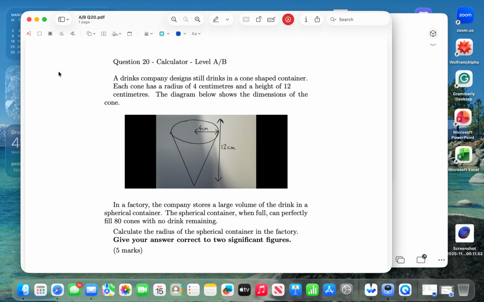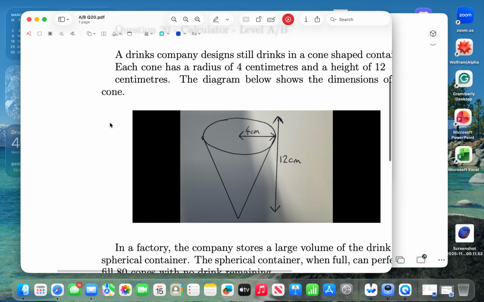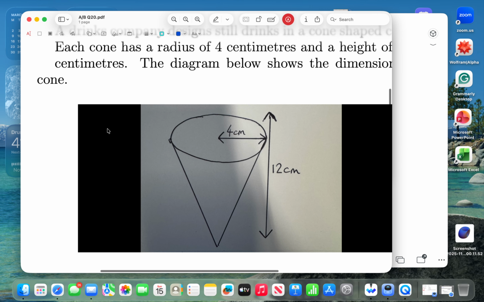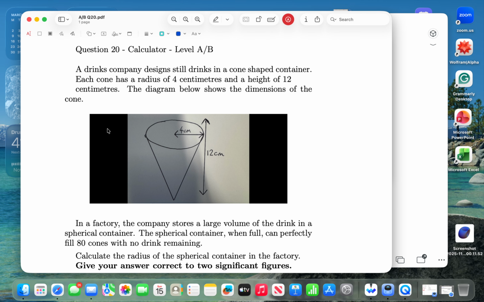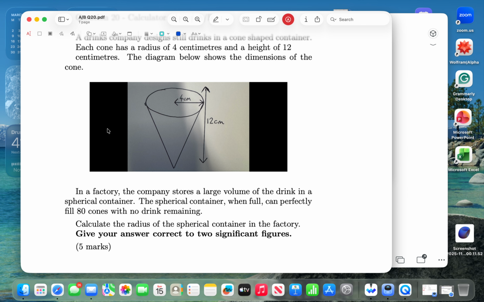We have question 20. A drink company makes a drink in a cone-shaped container given here. The radius is 4 centimeters and the height is 12 centimeters. But the factory has a large container of this drink, and it's a spherical container that can fill exactly 80 cones. We have to find the radius of this spherical container to two significant figures.